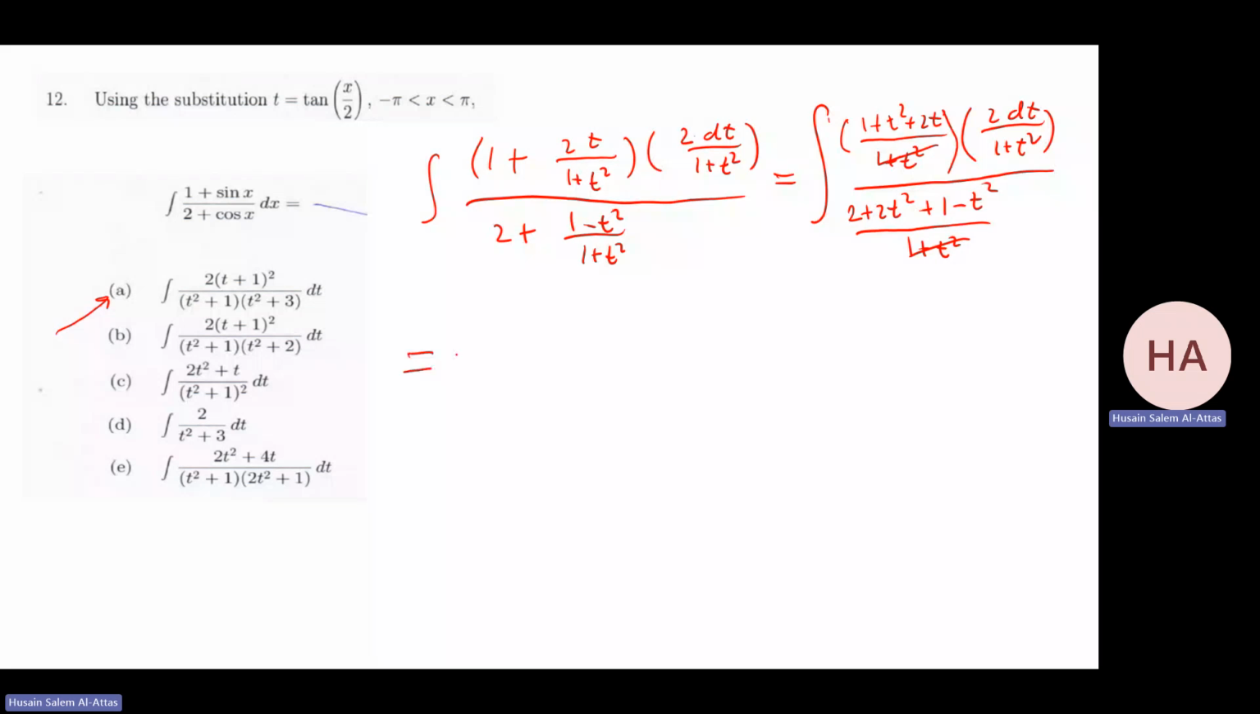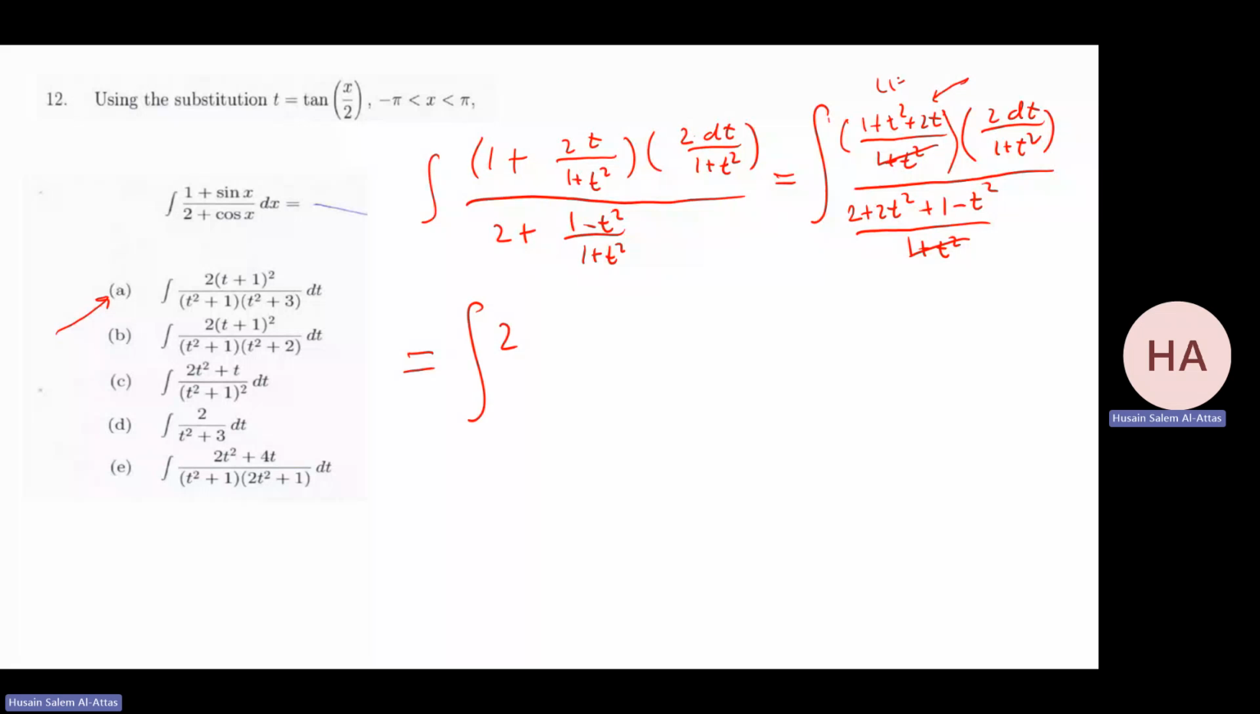And let us see what will happen there. That will be 2. This is what? This is 1 plus t all squared. So it's 1 over t plus 1 all squared dt, over... this will be 1 plus t squared. And this one is what? t squared plus 3.